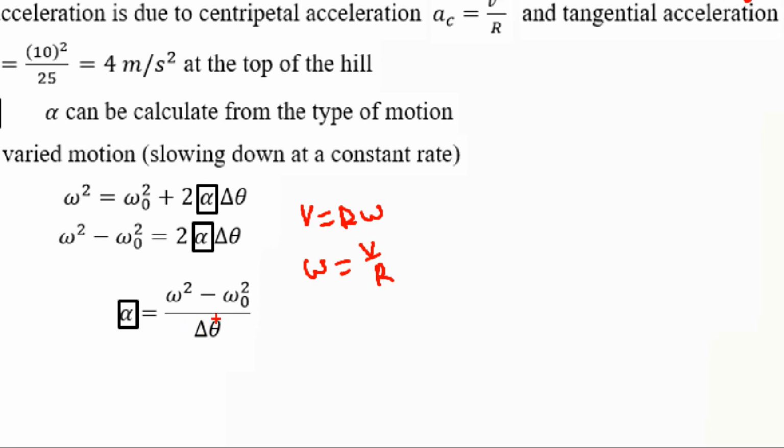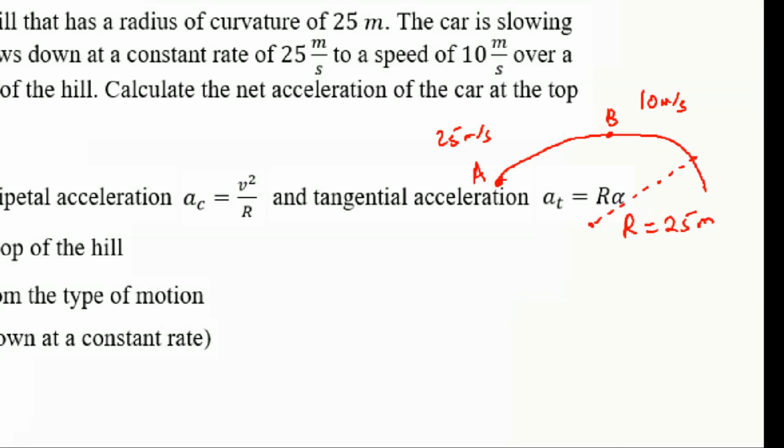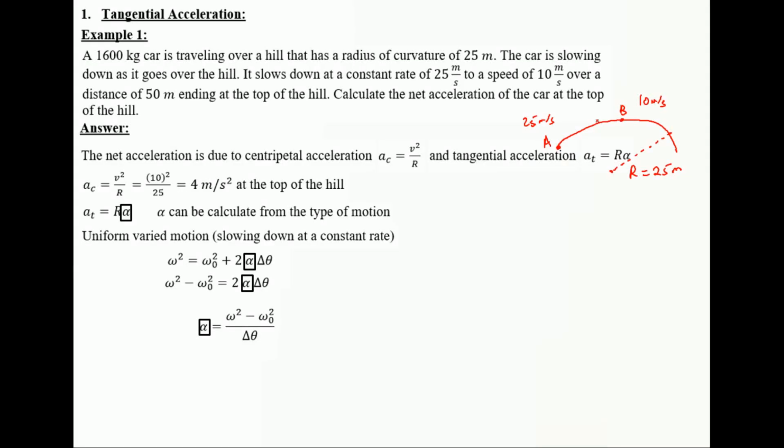Now, what about delta theta? We know that the length of the arc is related to the angular position by that. This can be represented as theta or delta theta. Then delta theta would be s divided by r. What does s represent? S would represent the distance that the car covered going from A to B, which is basically a distance of 50 meters.